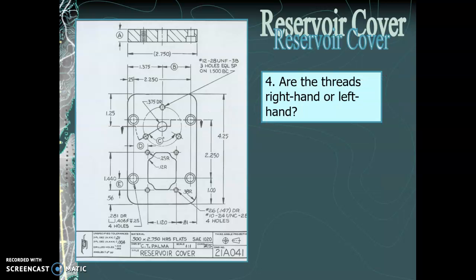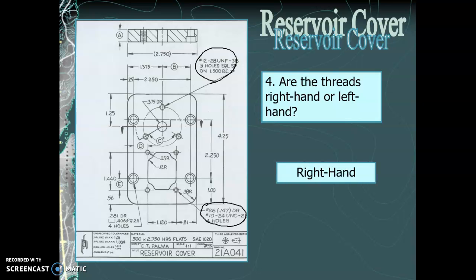Are the threads right hand or left hand? As we look at the hole notes, if they were left-handed, we would see an LH. If we look at this hole note, I don't see any LH there. I look down here, look at that hole note, I don't see an LH in that either. So if there's no LH or RH specified, we just assume that they are in fact right-handed.